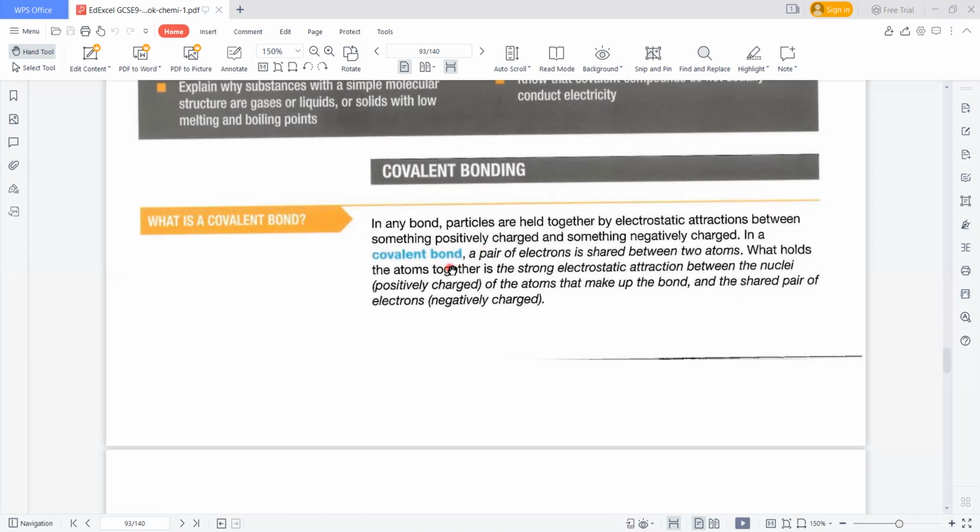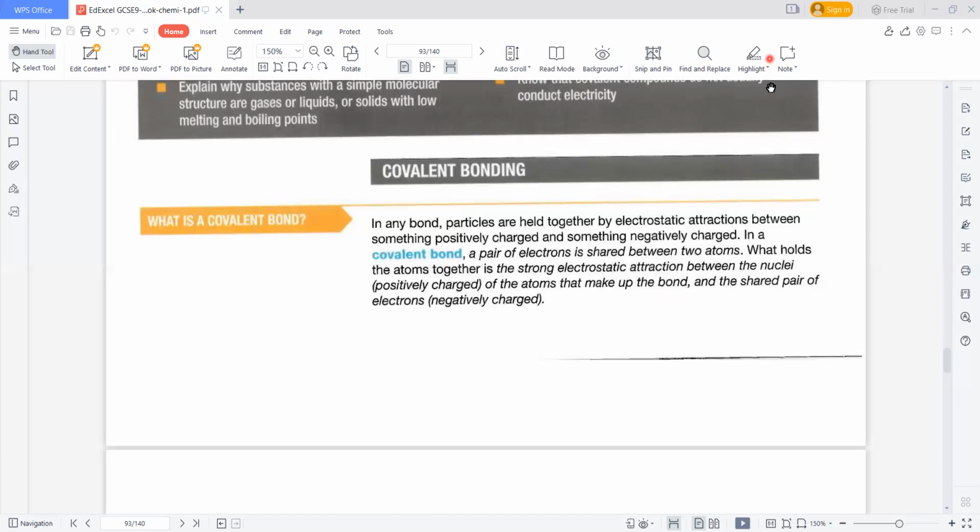When it comes to the covalent bond, a pair of electrons is shared between two atoms. So when two atoms share a pair of electrons between them, this is called covalent bonding. What holds the atoms together is the strong electrostatic attraction between the nuclei, which are generally positively charged, of the atoms that make up the bond, and the negatively charged electrons.